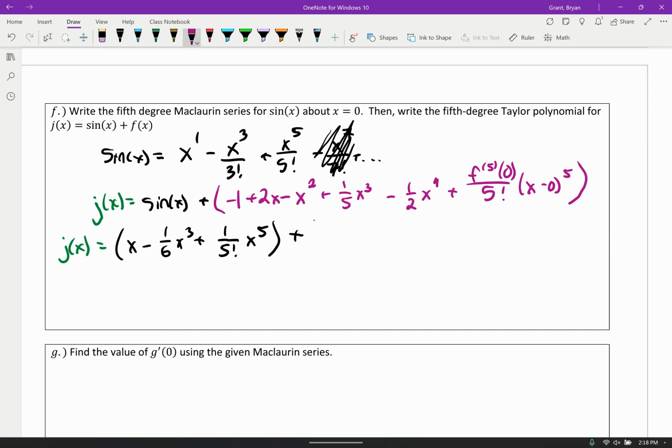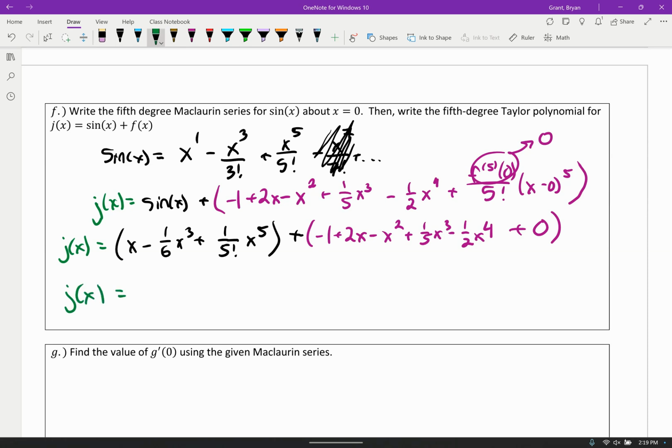And then on the other side, negative 1 plus 2x minus x squared plus 1/5 x cubed, 1/2 x to the 4th. And then finishing this off, we actually find that the 5th derivative is 0 from the table, so this whole last term is 0. Oh, well, that's nice then. Awesome. Okay, last but not least, we need to combine like terms just like what we did before. I think I made these come out pretty nicely though.